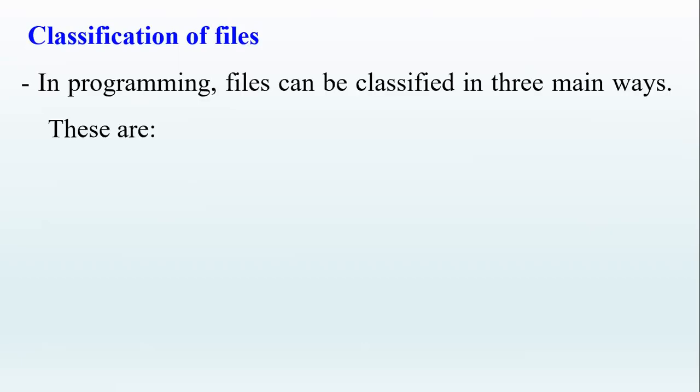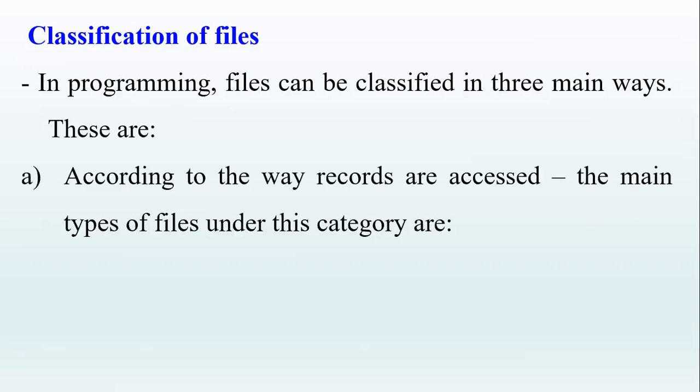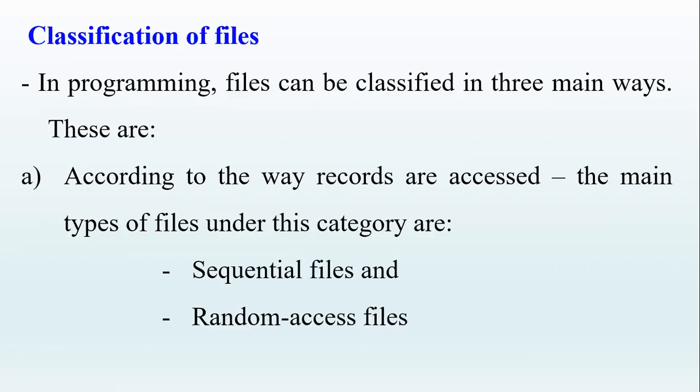Let's look at classification of files. How do we classify files? In programming, files can be classified in three main ways. Number one, according to the way records are accessed. And in this case, the main types of files include sequential files and random access files.